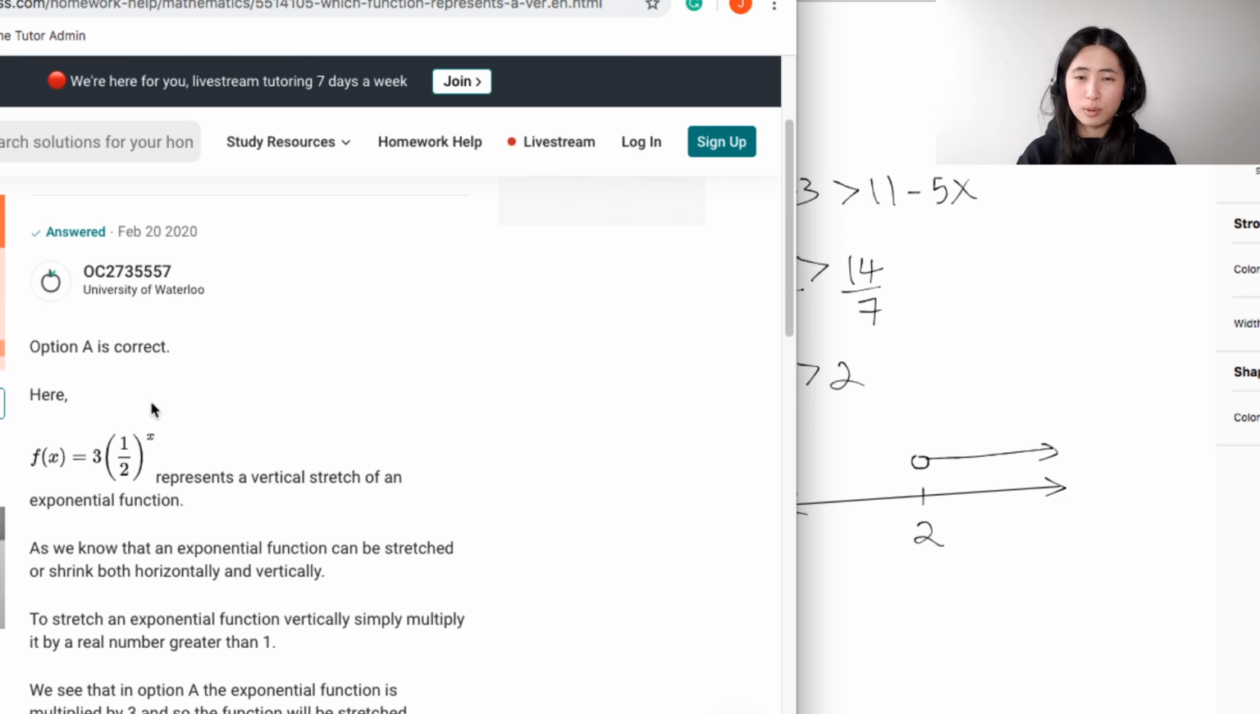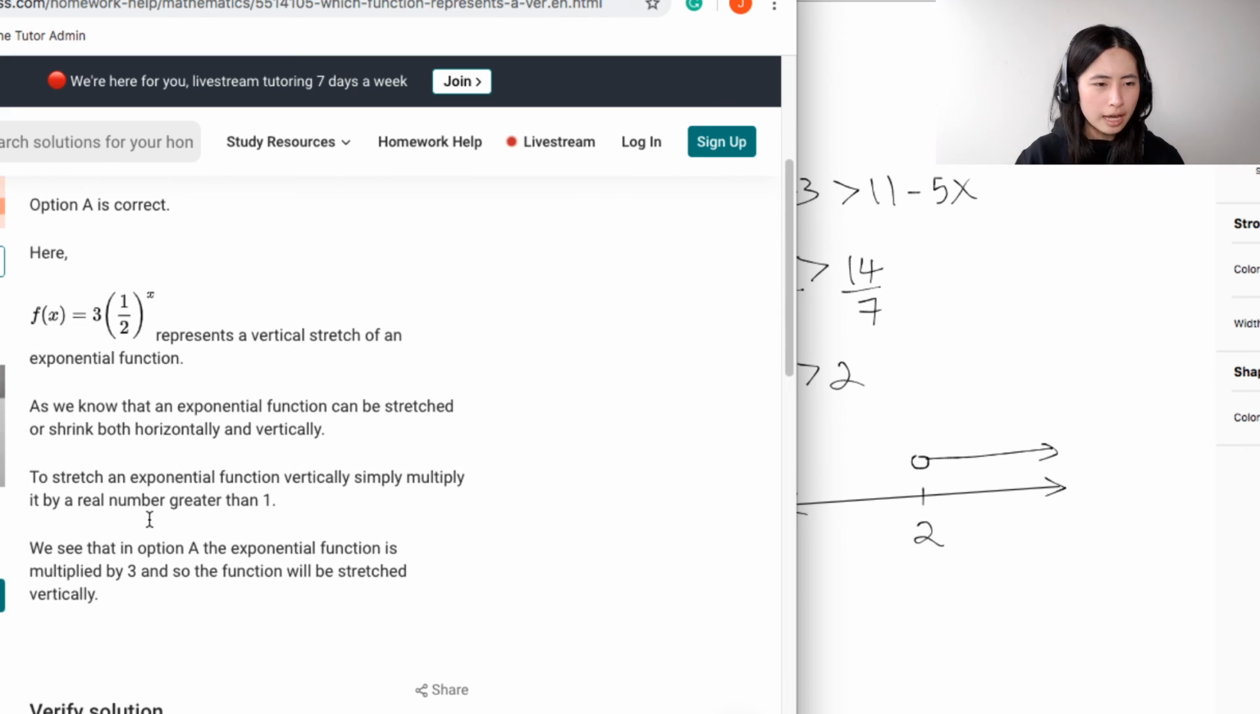Because if you have an exponential function, say for example you have a, typically in textbooks they would write it as a, which is any value. And in this case, because it's in a fraction, it's still considered an exponential function because it's any base raised to the power of x. That makes it an exponential function. And as you can see, we have a vertical stretch over here, which is 3.